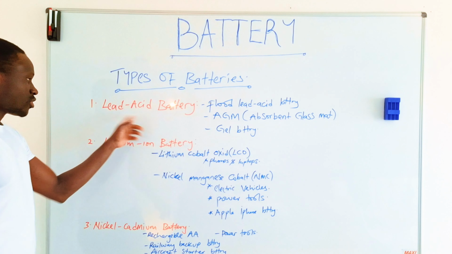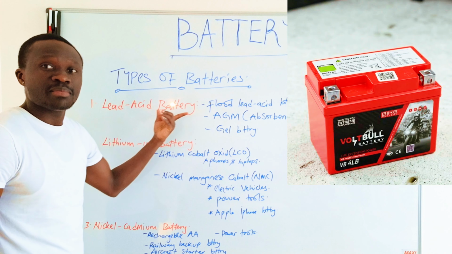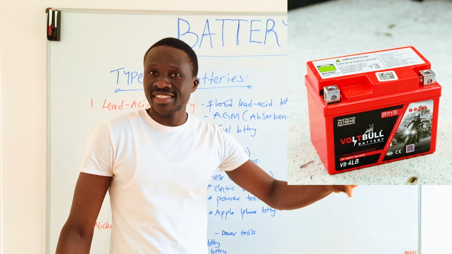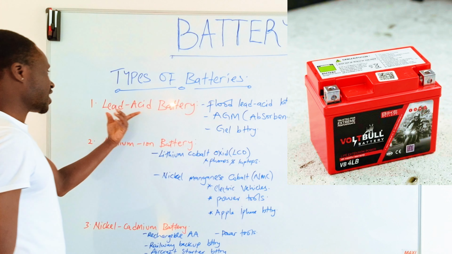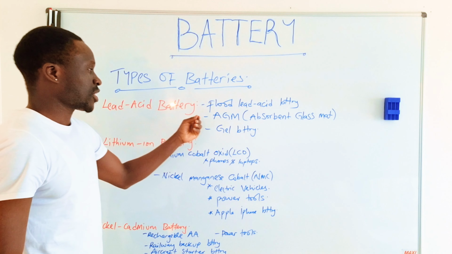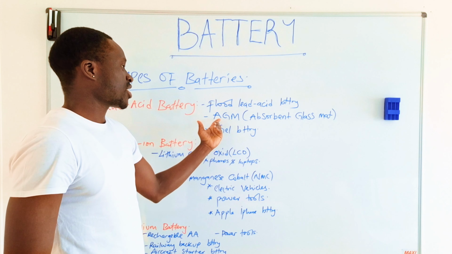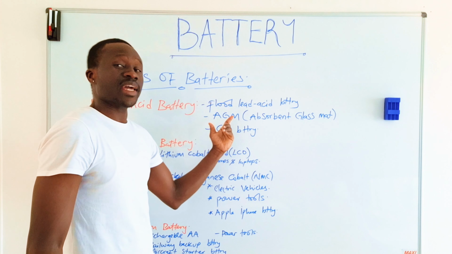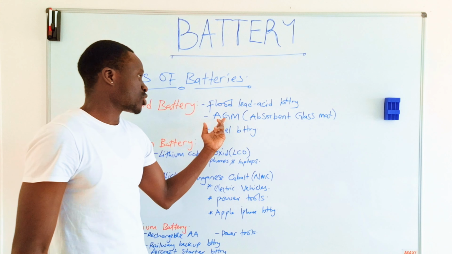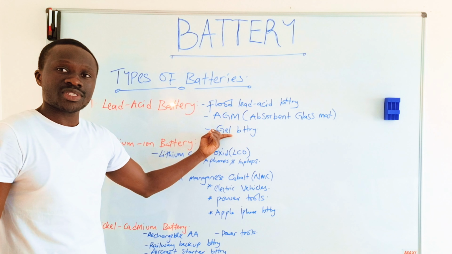Now, we have types of batteries. Let us start with the lead acid battery. The lead acid batteries, you know them. They are the ones in cars. Their name comes from the liquid which is inside. This is the lead acid battery. These are the flooded lead acid batteries in the cars. I think you have also come across the AGM, the absorbent glass mat, which is the full name of AGM. I know you have also come across GEL.